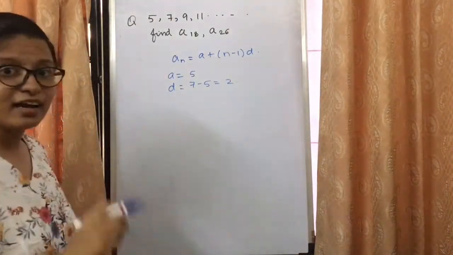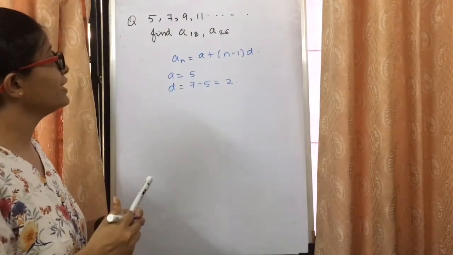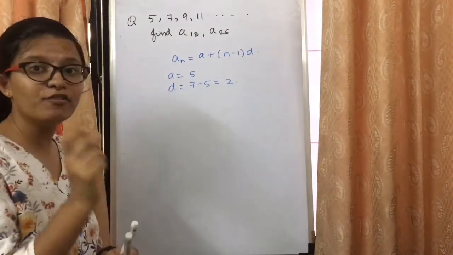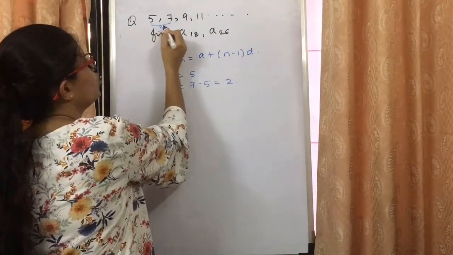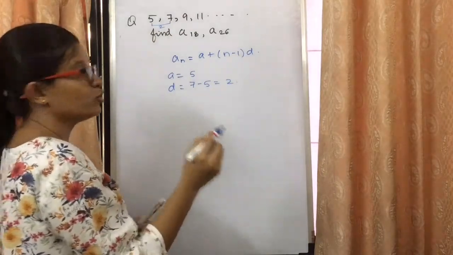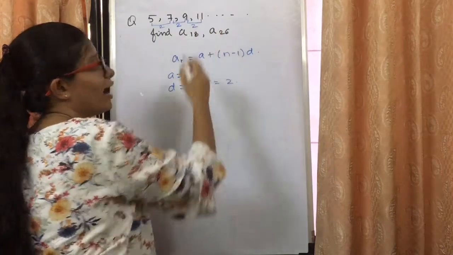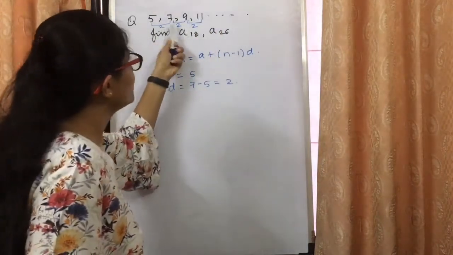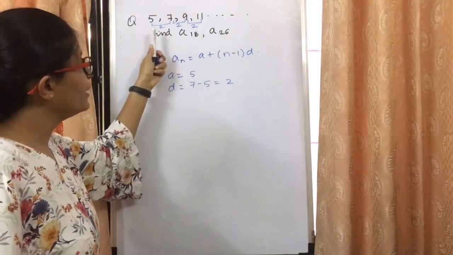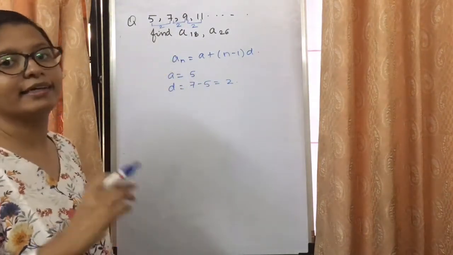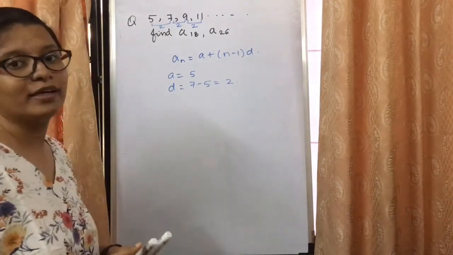First, let's check whether this series is in AP or not. An AP is a series in which the difference, the common difference, is constant. So 7 minus 5 will give you 2, 9 minus 7 will give you 2, 11 minus 9 will give you 2. So you can see the difference between two consecutive numbers is constant, and if the common difference is constant, we can say that the given series is an AP. The given series is an arithmetic progression.